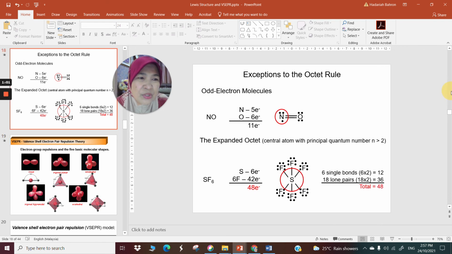I think I'm going to stop there. This has been quite a long lecture. This is a 1-hour lecture for now. Please ensure that you understand how to draw Lewis structures. And if you do have questions, please ask me in class or in our Telegram group. So go ahead and understand this.